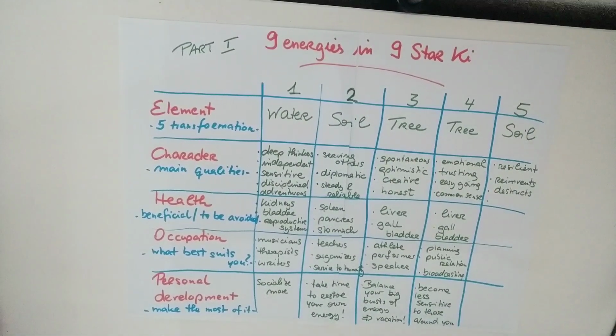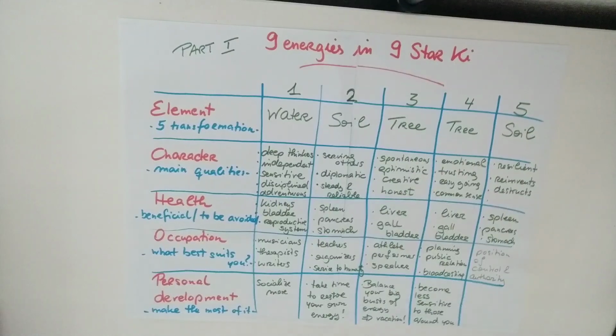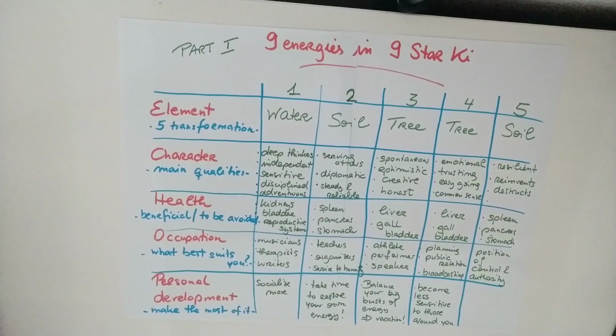And the greatest ability to recover from stress-related problems and general health issues is to take care of soil-controlled organs. We had that already with the two soils, so mainly spleen, pancreas, and stomach. What best suits you? Positions of control and authority. Pace yourself and avoid burning out. Find some time every day to be with yourself and reflect on where you are and where you are going.